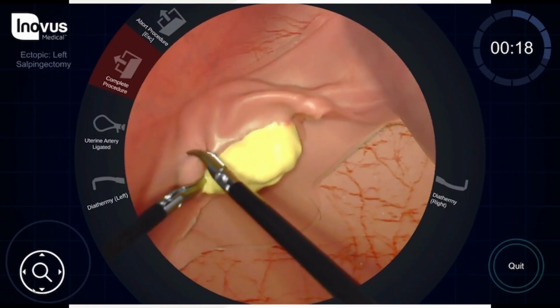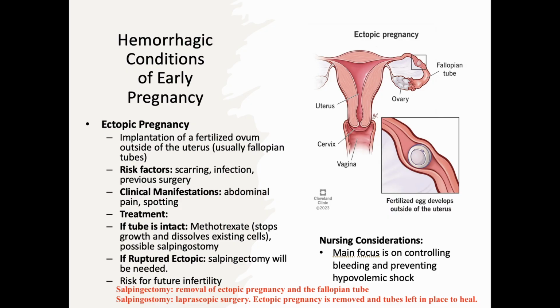Our main concern here is bleeding, right? That's our biggest issue, that we're afraid of hemorrhage. If it ruptures, this can kill somebody, right? So this is scary stuff. Risk for future infertility, right? Especially if they lose the fallopian tube. It's obviously going to decrease the chances of them being able to get pregnant in the future.